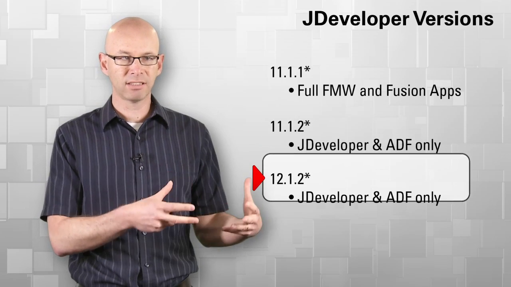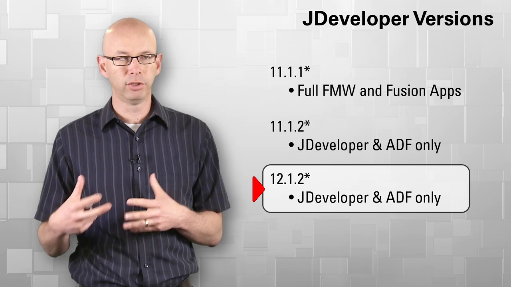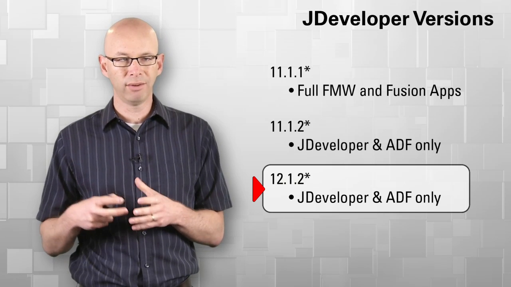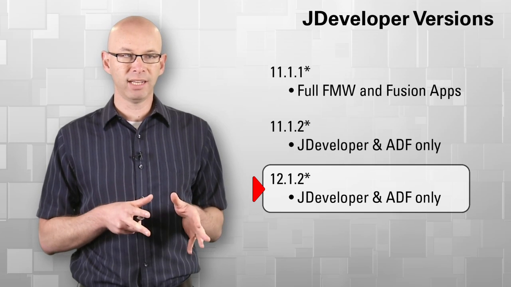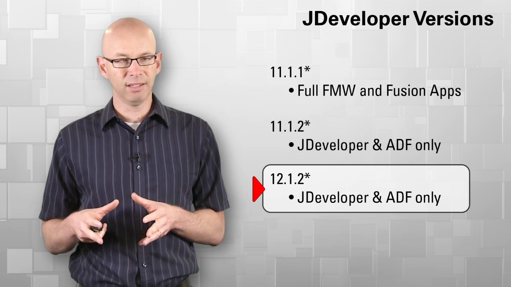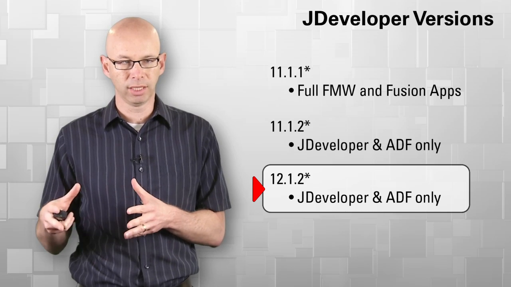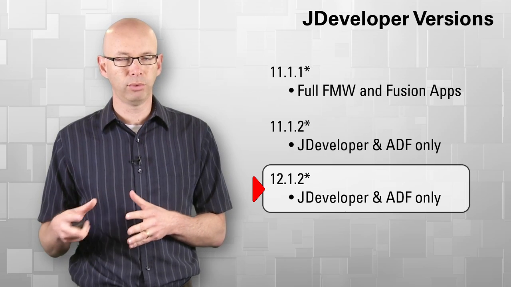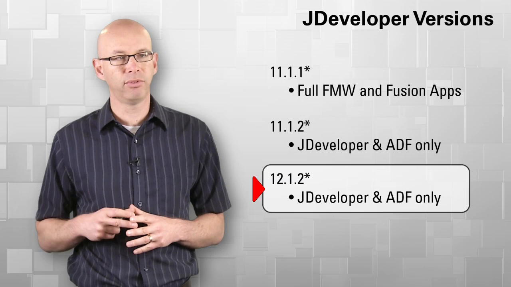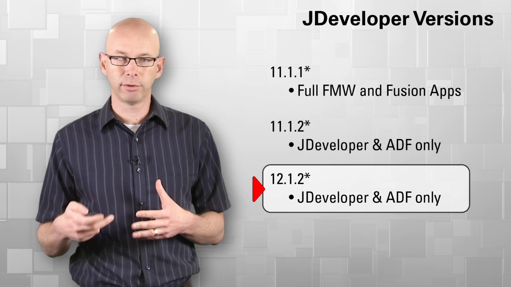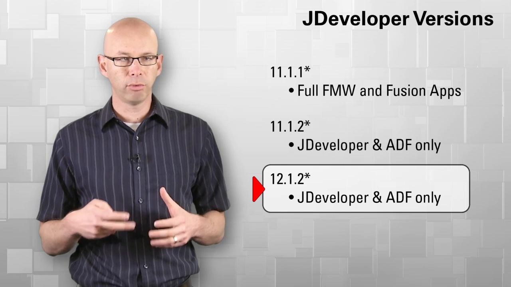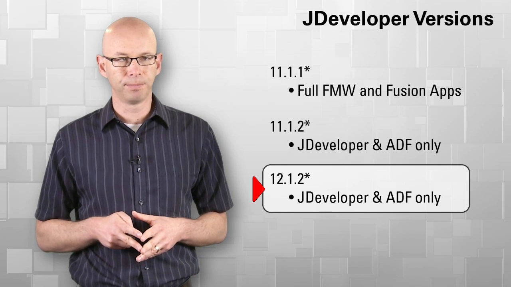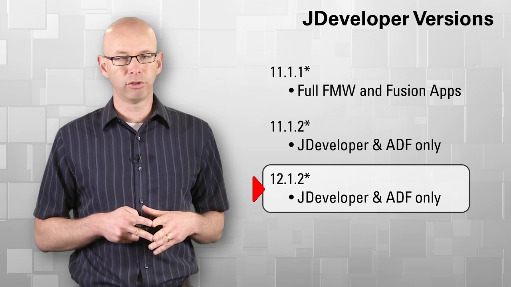And the next version after that is 12.1.2. 12.1.2 is the 12c version of JDeveloper. Right now it's just JDeveloper and ADF, but very soon after we record this seminar, we're expecting it to start including the upper stack of Fusion middleware, including Oracle SOA as the first component to be integrated. This version also works with WebLogic 12c. And this is the version that we're going to talk about.